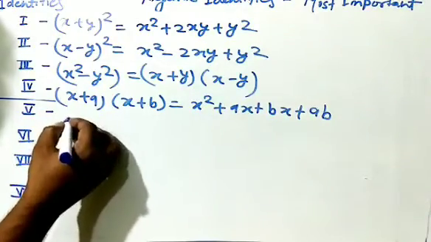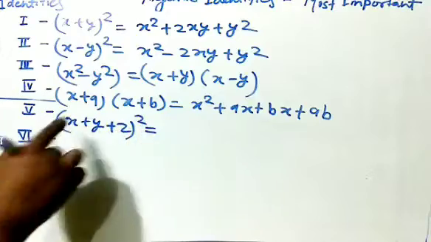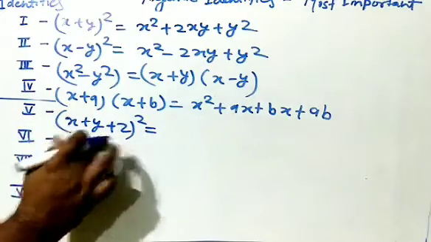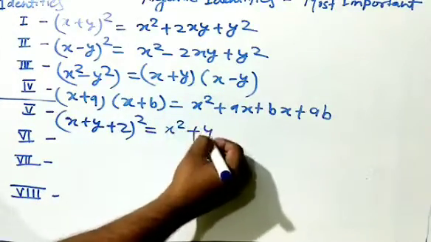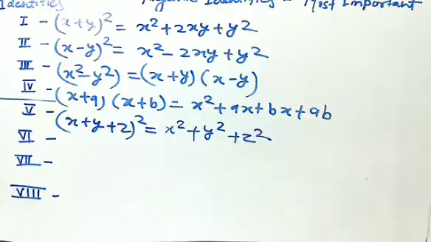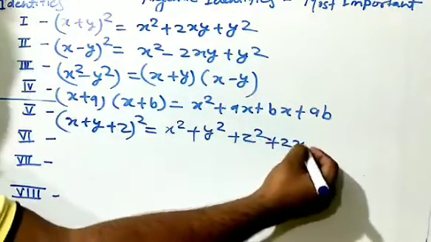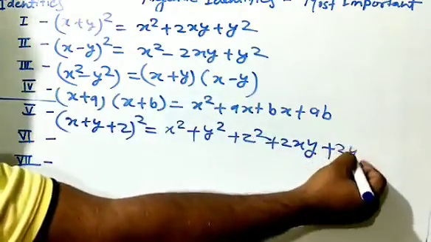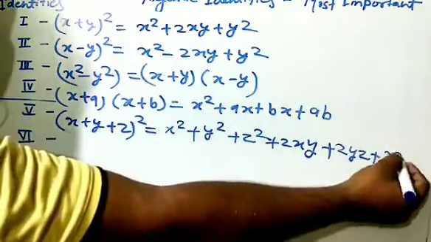The 5th is x plus y plus z whole square. You have to be very clear about it: first term, second term and third term. So square of the first term, x square plus y square plus z square, plus the product of the first 2 terms, 2xy, then the last 2 terms, 2yz, then 2xz.